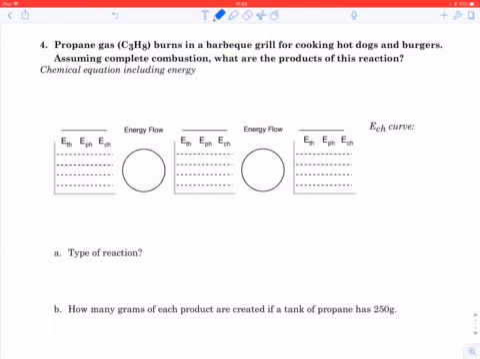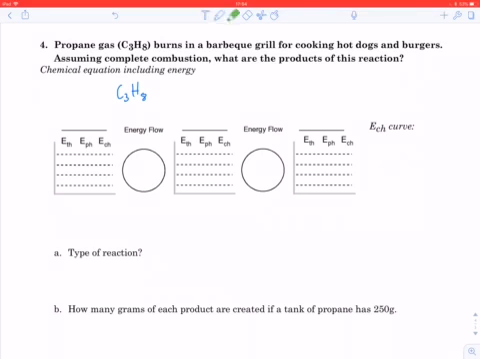So this one is assuming you know some stuff. And this is where trusting yourself and understanding what you know is super important. Propane gas burns in a barbecue grill for cooking hot dogs and burgers. Assuming complete combustion, what are the products of the reaction? Now I know you are saying, that I can't do. They only give me one thing. They don't tell me any more information, but they do.